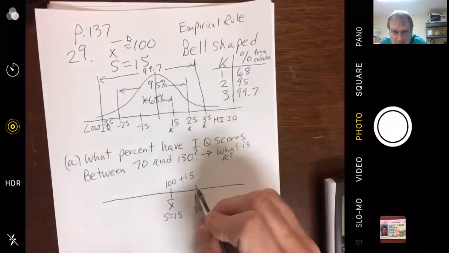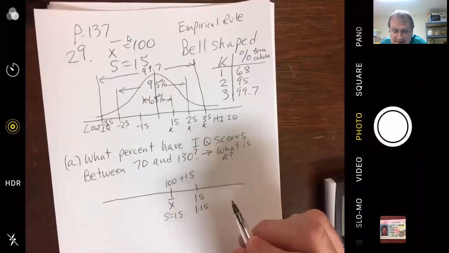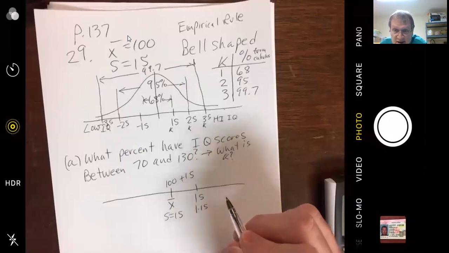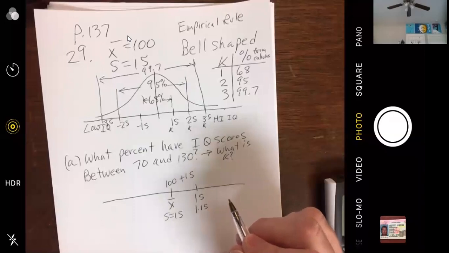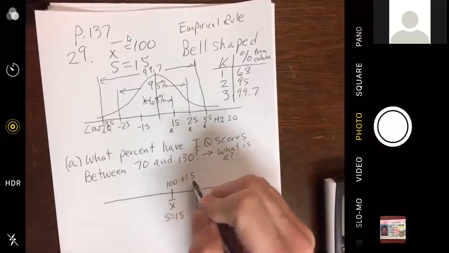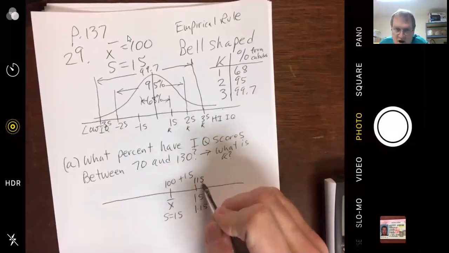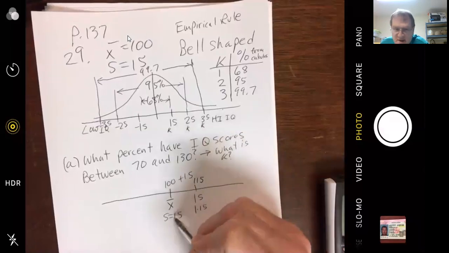Do you see what number goes here? Or is it total bafflement? I'm getting silence again. It's so easy, it's hard. Is it 101.15? No, that's 15. 115, right? Yes. At an IQ of 115, you're one standard deviation above the mean.